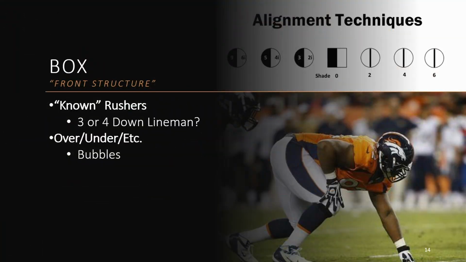Box front structures. Okay, how many known rushers? Are they using 3 or 4 down lineman formations? It doesn't necessarily have to be down, 2-4 nickel, your 2 edge rushers or stand up, whatever. More on fronts. Are they running over, under, even, odd, bare front? Like what exactly are they running? So also where the bubble's located in over, under, and all those formations.